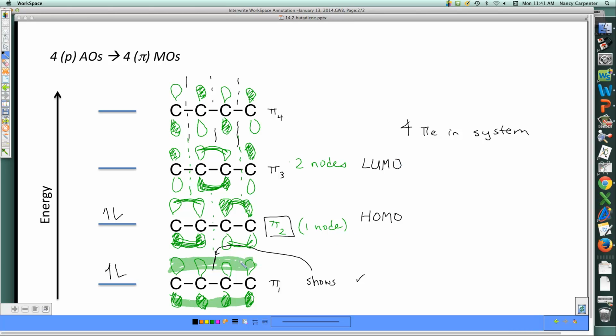So, the fact that both pi 1 and pi 2 are filled helps to illustrate the properties that we were talking about. That we have some reactivity of the isolated pi molecular orbitals in pi 2, but more importantly, this fully delocalized molecular orbital pi 1 illustrates the shortened CC bond length and the hindered rotation.